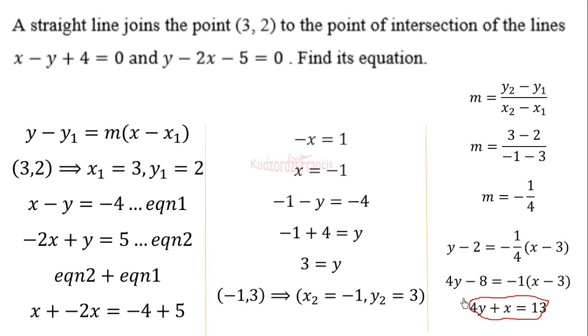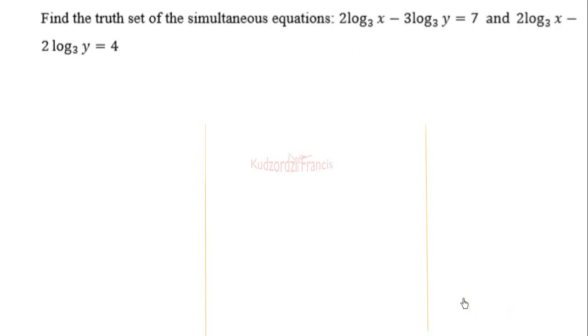Now let's proceed to the next question. We are supposed to find the truth set of the simultaneous equations: 2 log of x to base 3 minus 3 log of y to base 3 is equal to 7, and 2 log of x to base 3 minus 2 log of y to base 3 is equal to 4.